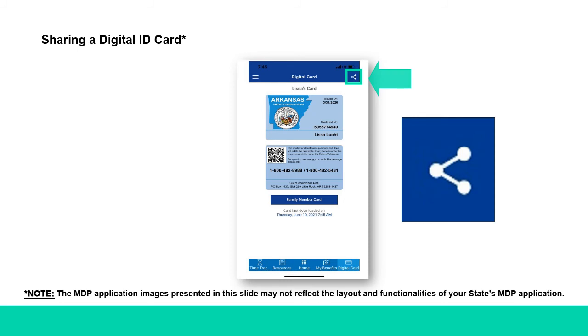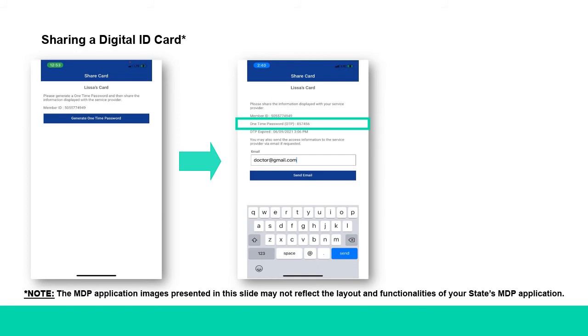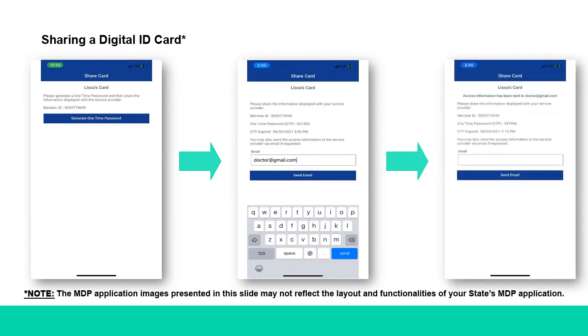When the member selects the share icon, before sharing the digital ID card, a one-time password, OTP, must be generated. The provider will need the member ID and OTP in order to view the shared digital card. After the OTP is generated, the member will use the email feature. With the email feature, the member sends the OTP to the provider's email address.